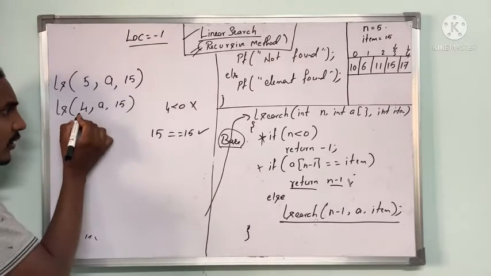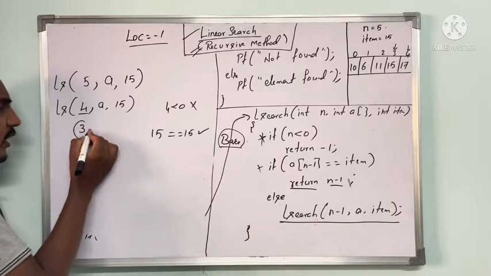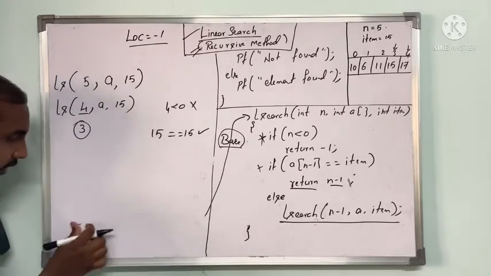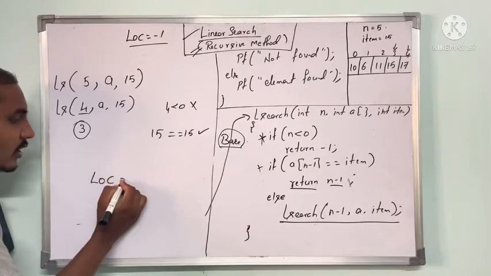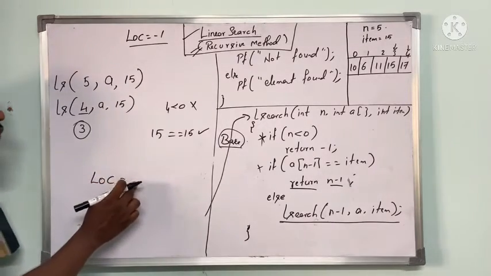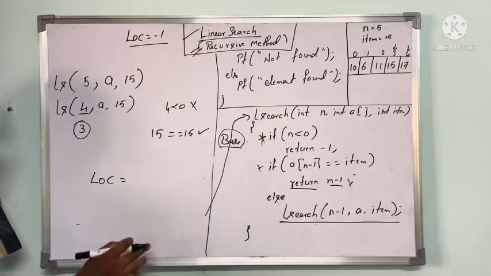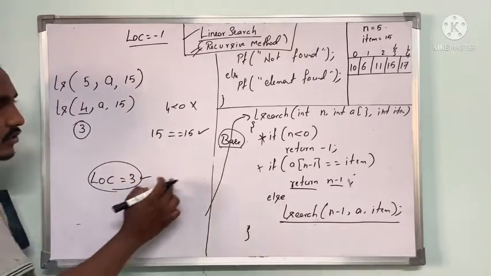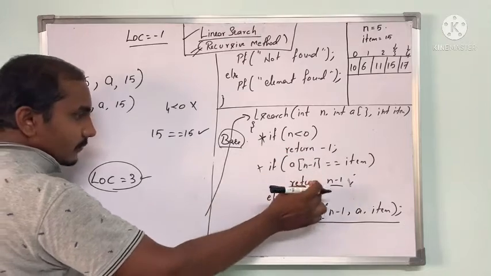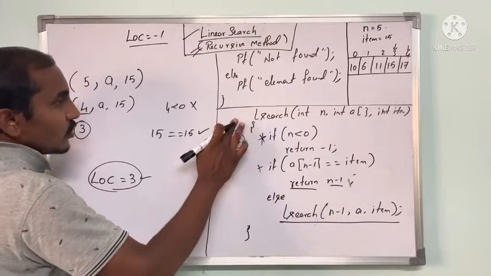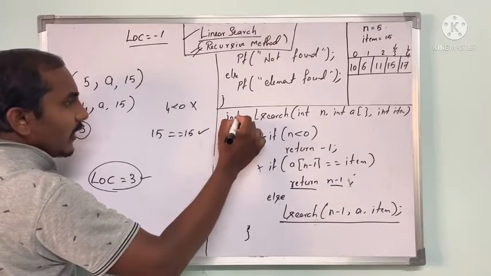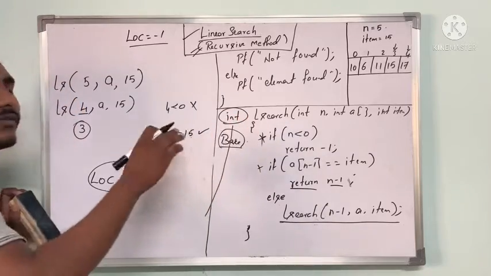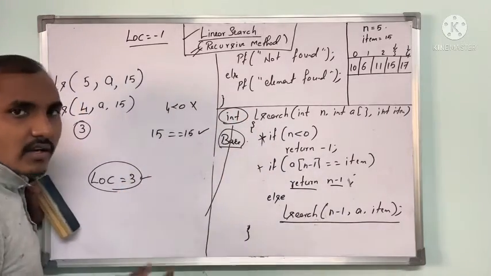So this execution completes and it is going to return the value n minus 1. N minus 1 is nothing but what? 4 minus 1, it will be 3. So that 3 will be stored into location. So we have called location equal to linear search of the values. So the location value now will be 3. Since this will return n minus 1, whenever you are not writing anything here, the default return type is integer.